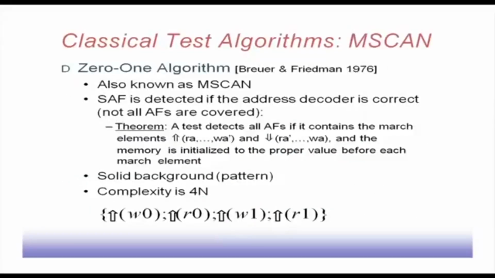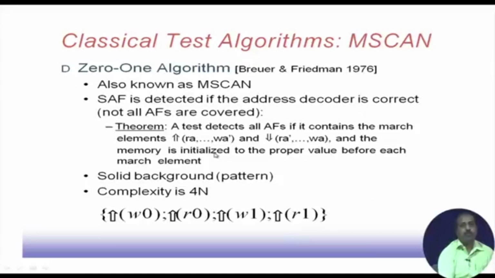There are many such march algorithms. The first one is known as the MSCAN algorithm, or memory scan algorithm, because it scans the memory from one end to the other end. This is also known as the 0-1 algorithm, and it was proposed long back, in 1976. Stuck at fault is detected if the address decoder is correct. This is the property. It can be shown that if your address decoder is correct, then all the stuck at faults can be detected.